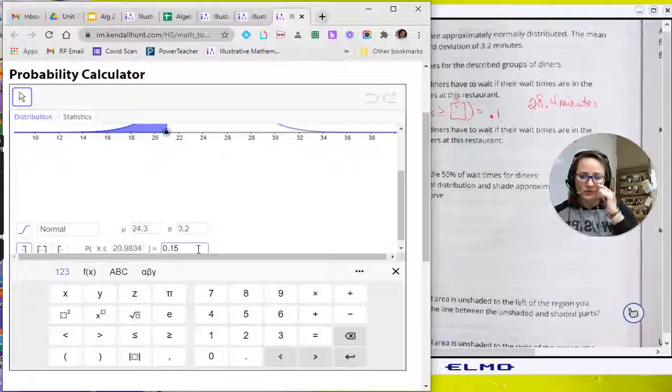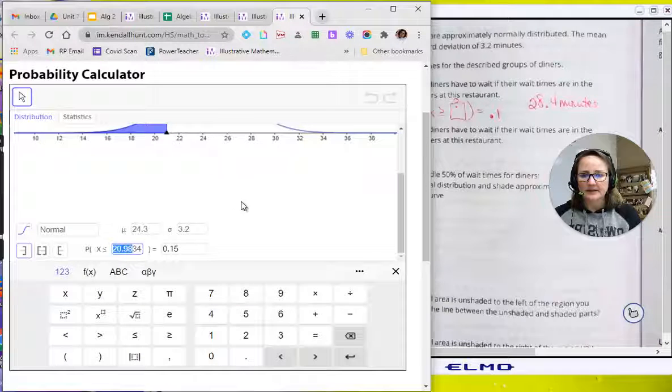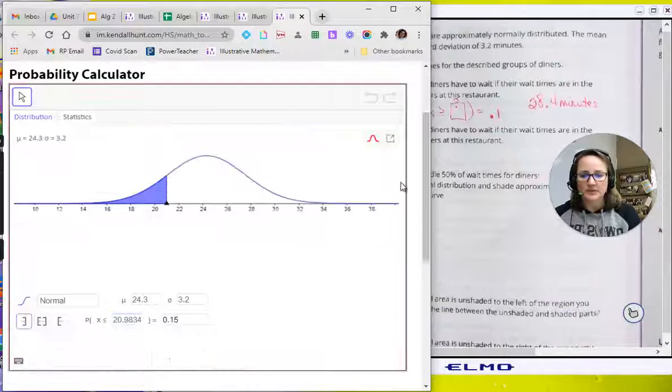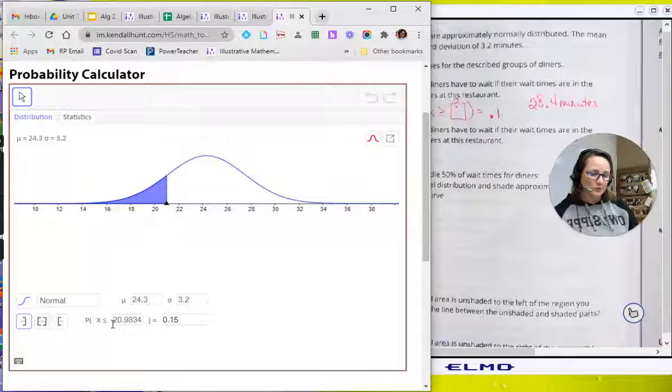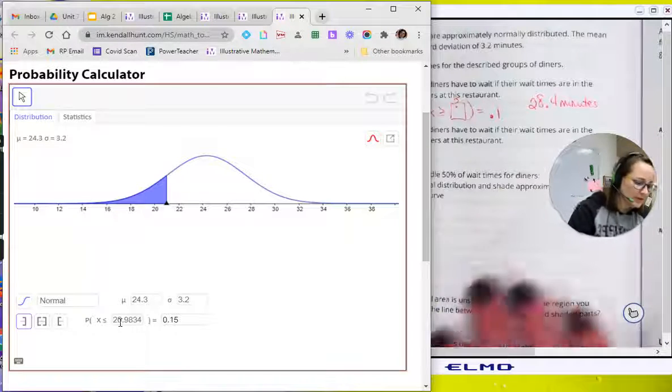I want 15%. Oh, there we go. And so it then made that change for me. And I can see that it made that 15%. There's that shaded portion here that's telling me I'm looking at about 15%. And it would be 20.9 minutes, or it's so close. Look at how close that is to 21 minutes.